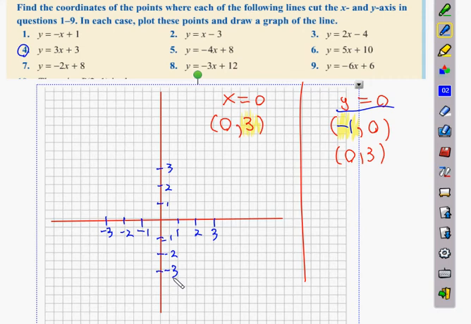Now, where's 0, 3 located? No, 0, 3? There. And where is minus 1, 0 located? Right, minus 1. Yeah. And then you draw a straight line, straight through it, and then back down again. And there's your line there. Would everybody be happy with that? You can draw it straight through the 2 points. Doesn't have to stop at 2 points.